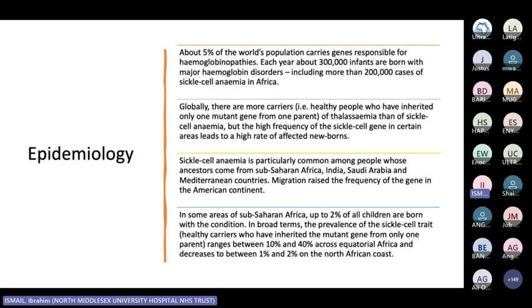If more carriers are within a population, within a city or an area, then the interactions between the carriers will in turn cause newborns with sickle cell disease. So sickle cell anemia is particularly common among people with ancestors from sub-Saharan Africa, India, Saudi Arabia, and Mediterranean countries. And migration raises the frequency of the gene in the American continent as well.